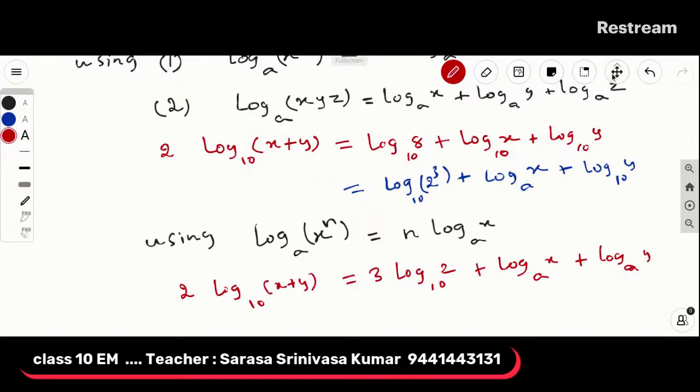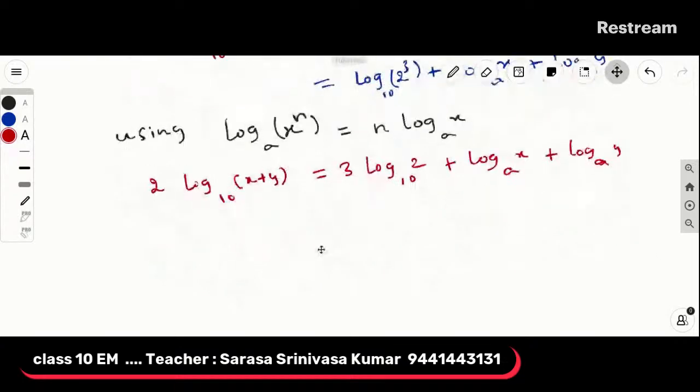So hence the result is proved. This is what we have to prove. So we can write, hence the result is proved.